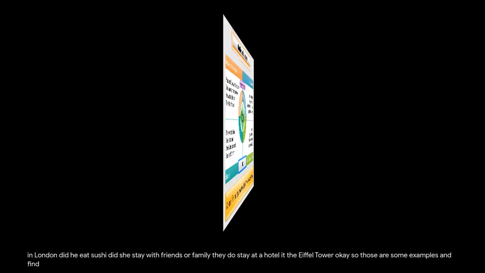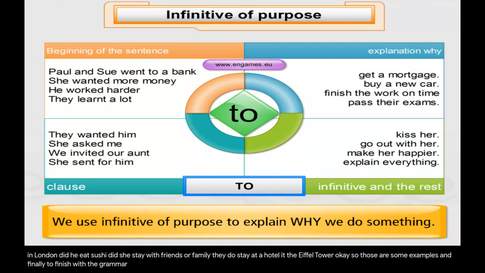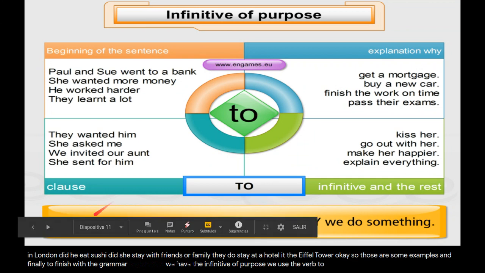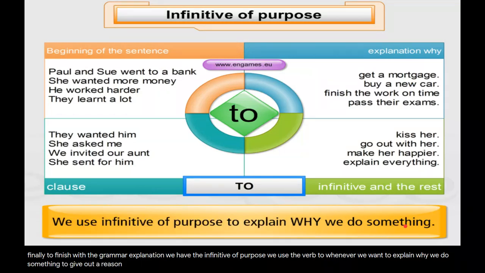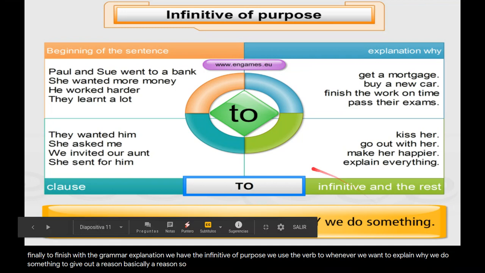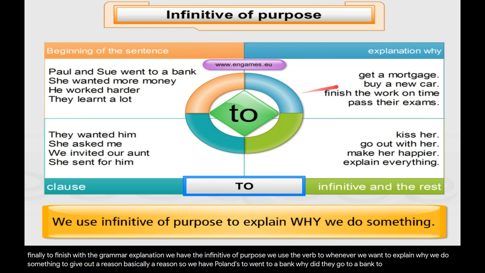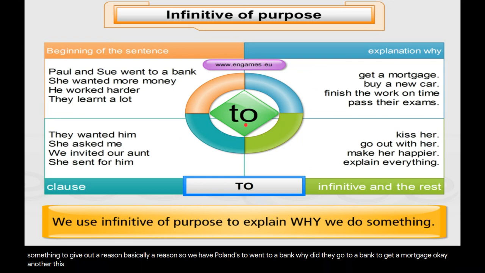And finally, to finish with the grammar explanation, we have the infinitive of purpose. We use the verb with to whenever we want to explain why we do something, to give out a reason, basically. So, we have Paul and Sue went to a bank. Why did they go to a bank? To get a mortgage. Okay? Another one. This gives you the reason with the verb, infinitive of purpose.